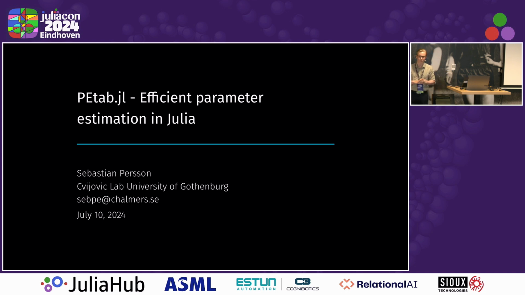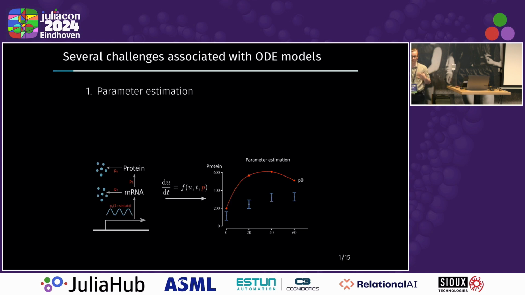I'm going to talk about PEtab.jl, which is basically a Julia package for setting up parameter estimation problems, basically defining the cost function. And just to get us all on the same page, I will start a bit with my background and what I mean with parameter estimation.